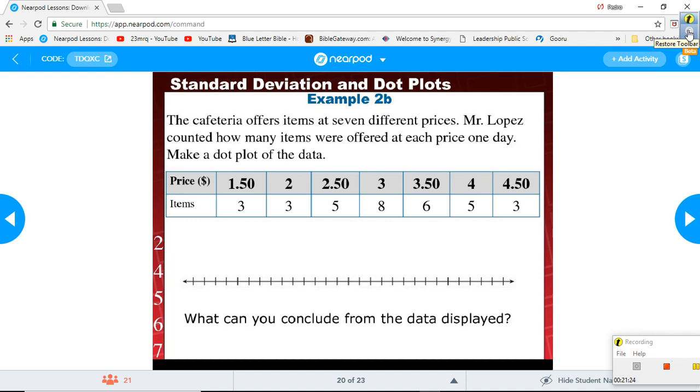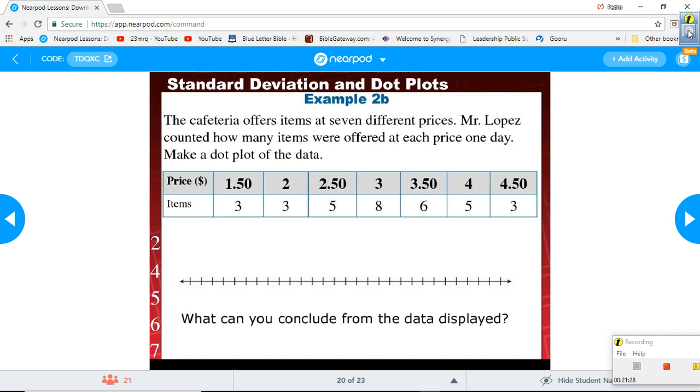All right. Copy this next one, please. Copy the table. Make a dot plot and answer the question. It says, the cafeteria offers items at 7 different prices. Mr. Lopez counted how many items were offered at each price one day. Make a dot plot of the data, and I want you to answer the question: what can you conclude from the data display? I'll give you some time. Copy that and go. You got 1 minute.